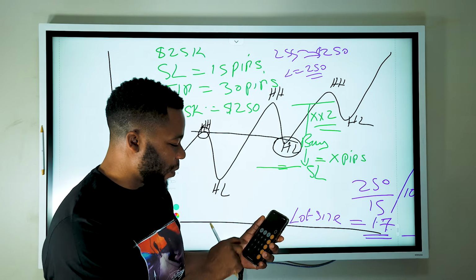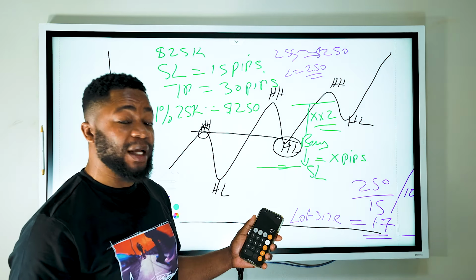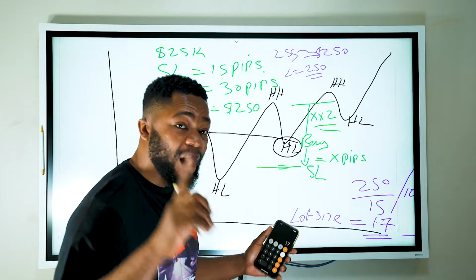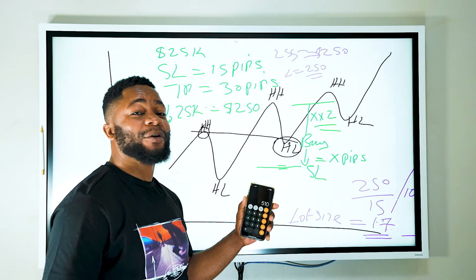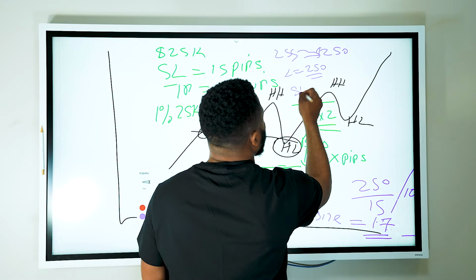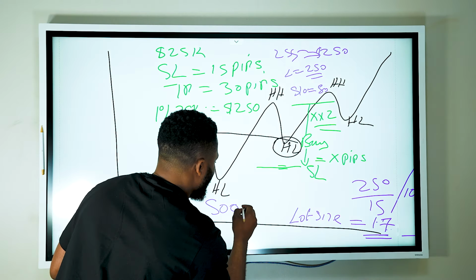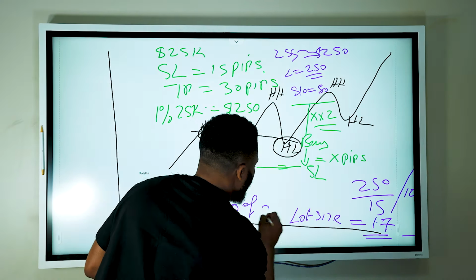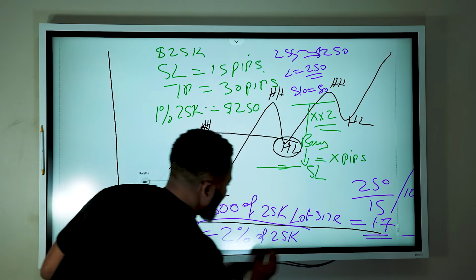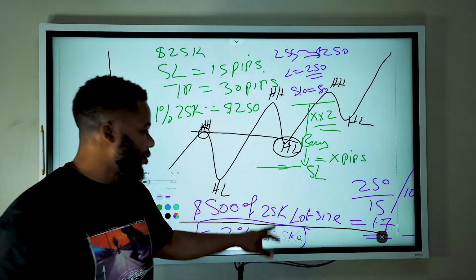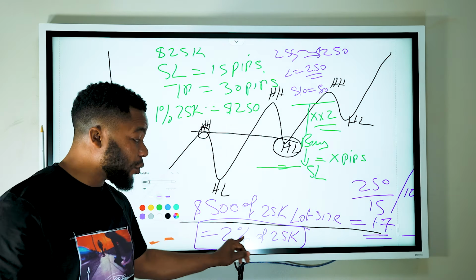That's what we'll be losing. And if the trade goes our way, remember our TP is 30 pips away. So we multiply 1.7 times 10, then multiply this by 30. We just made $510. 510 is approximately 500. What is $500 of 25K? It's equal to 2% of 25K. Can you see? 2% of 25K. So we were able to calculate that if the market doesn't go our way, we lose 1%, and if it goes our way, we'll make 2%.